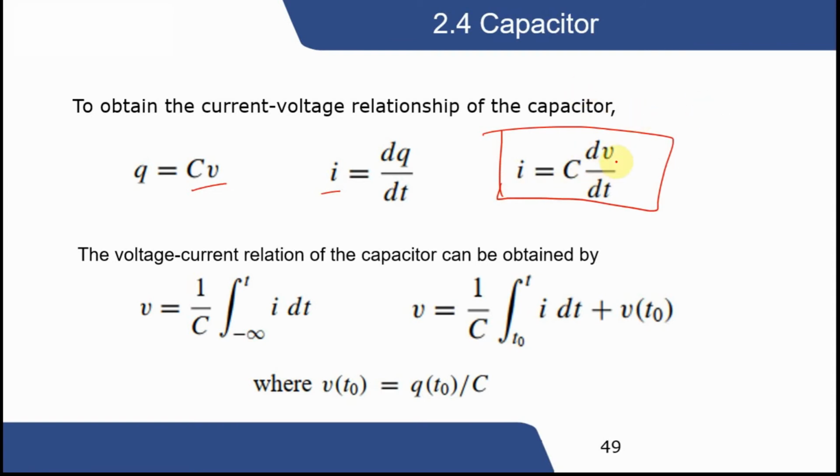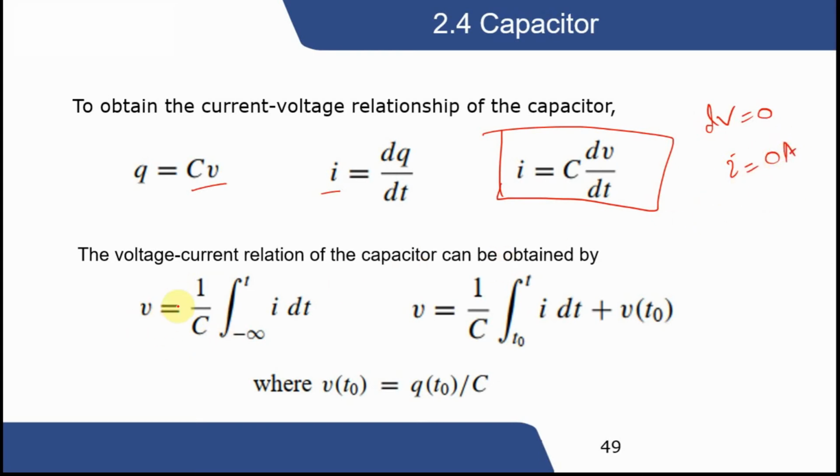This means that when the voltage across the capacitor changes in time, it will have a current. It will allow the current to go through. If the voltage doesn't change, like in DC circuits, the voltage across the capacitor does not change. So when the voltage is not changing, dV is equal to 0, so I is also 0 amps.